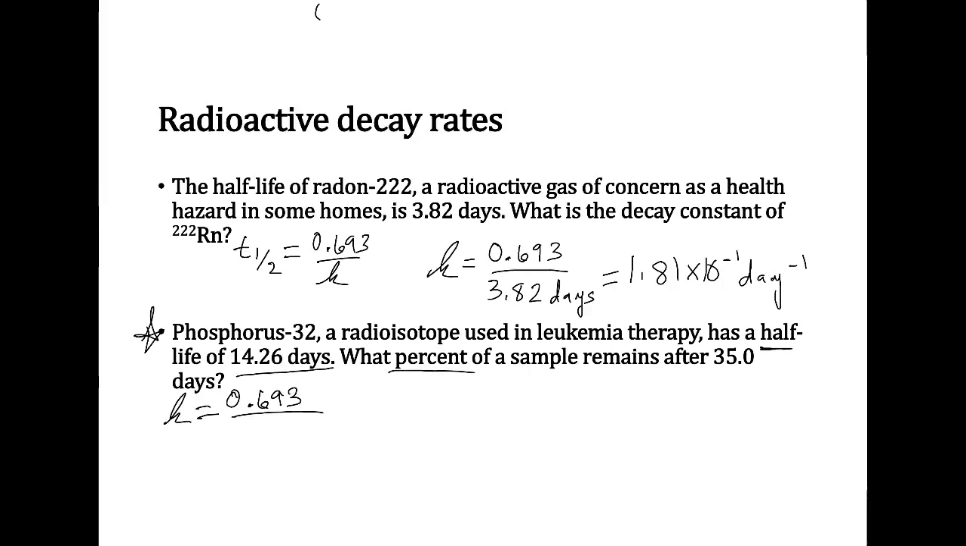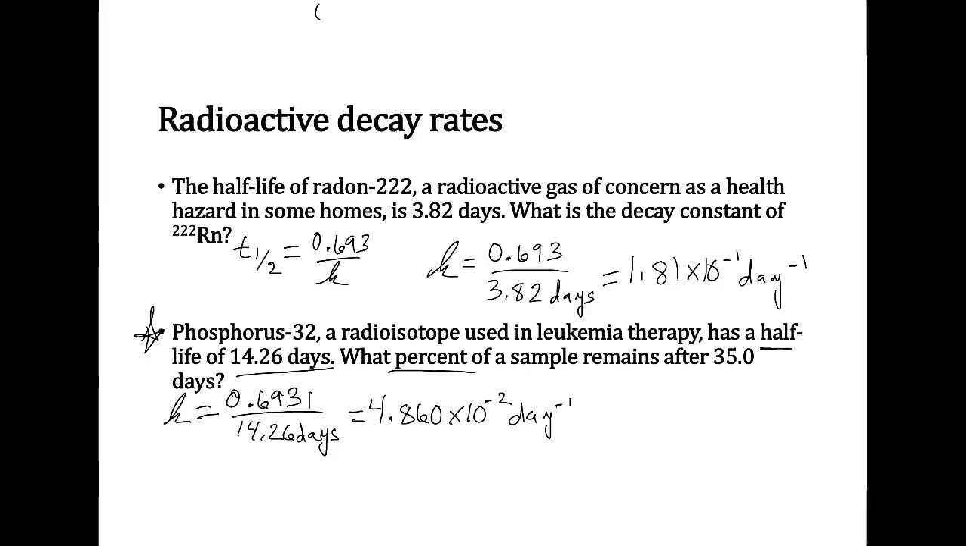So we'll take K is equal to 0.693, and then for sig figs, if you take the natural log of 1 over 2, it's 0.6931, over the half-life, so 14.26 days. You find your rate constant to be 4.860 times 10 to the negative second per day.